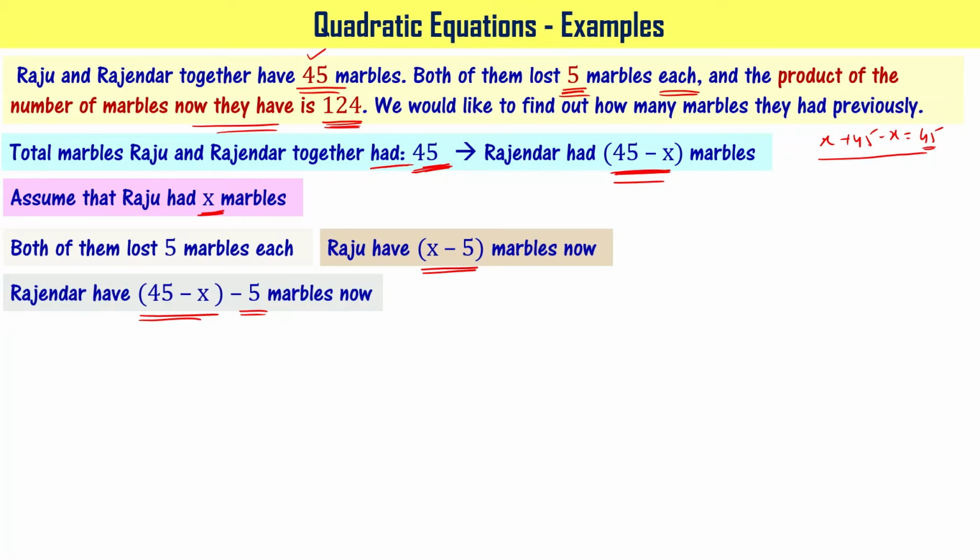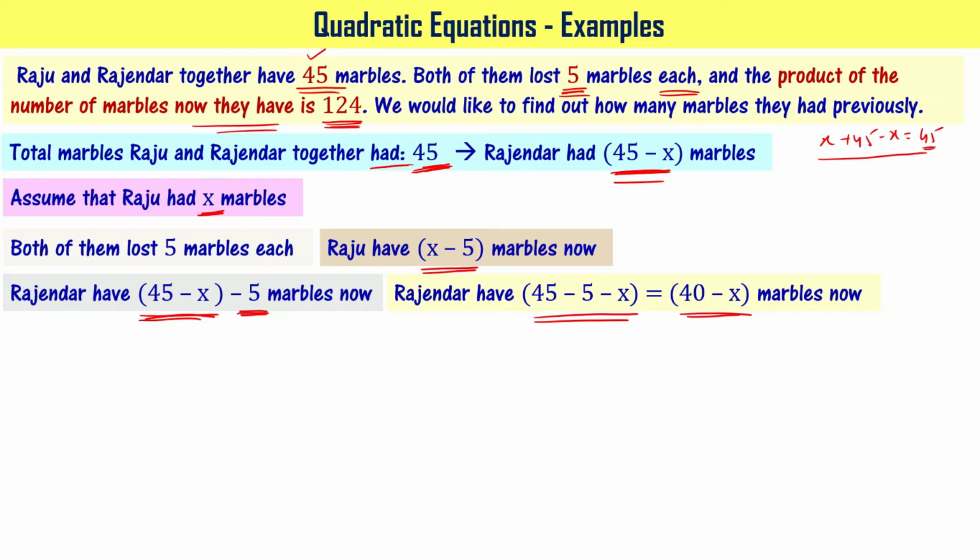When you simplify this, you can now say that Rajendra currently has 40 minus X marbles. 45 minus X minus 5. I have rearranged that as 45 minus 5 minus X, right? 45 minus 5 is 40. I have written here, 40 minus X is the number of marbles currently Rajendra is having. Raju is currently having X minus 5, right?